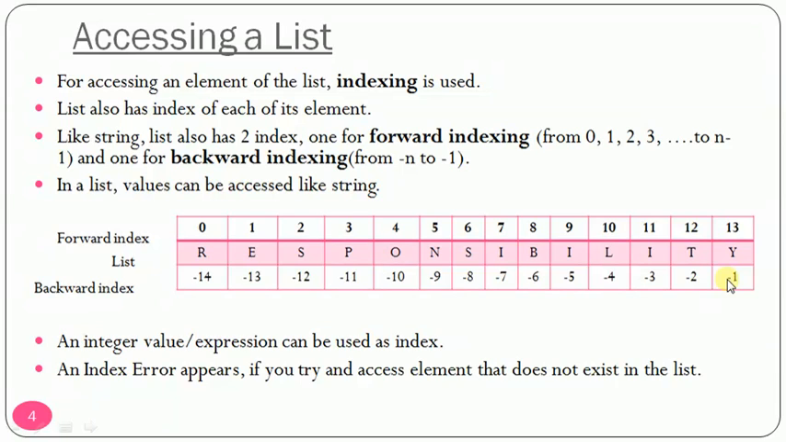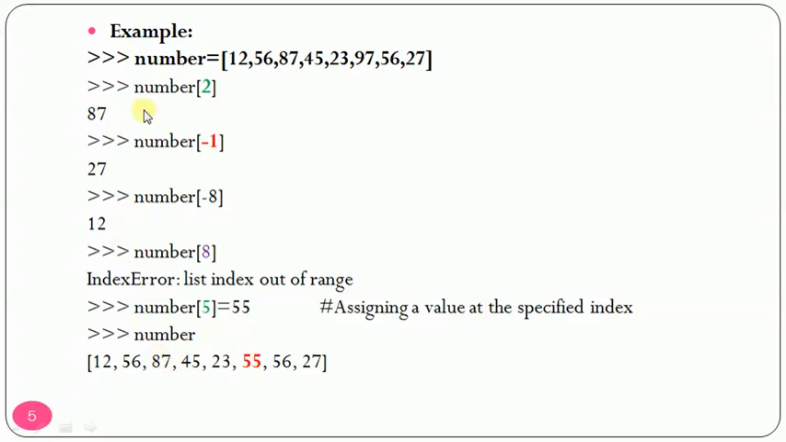So you can specify an integer value or an expression as an index. Then if the index is correct, it will retrieve that value. It will give that particular value. If we are trying to access using an index that does not exist, if the index is not correct, then it will generate an index error. Let's see some examples for our discussion.